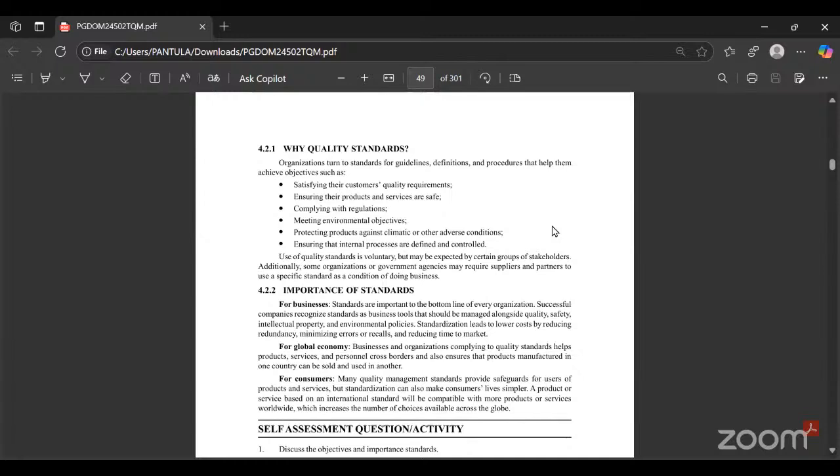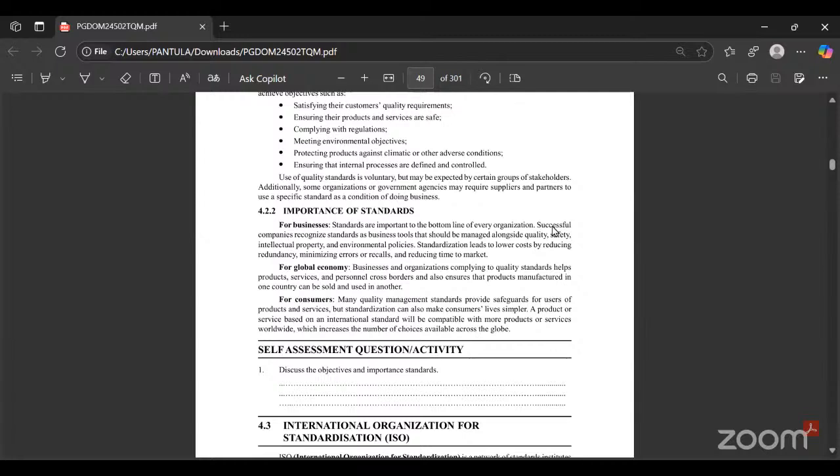For the global economy, business organizations complying with quality standards helps to produce products and services across borders. For consumers, it ensures that a product manufactured in one country and sold in another is safe. Many quality management standards provide safeguards for users of products and services. Standardization can make it easy for consumers to buy products and services worldwide.